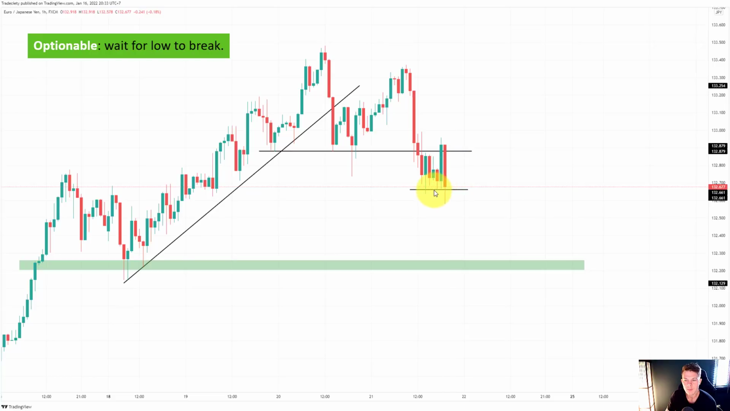So the win rate might not be as high, but you get a better reward to risk ratio, because the later you get in, the smaller your reward to risk ratio will be, because technically your stop loss has to be at the same area or roughly. So the stop loss is going to be a little bit bigger if you wait, and then the reward to risk ratio shrinks a little bit.